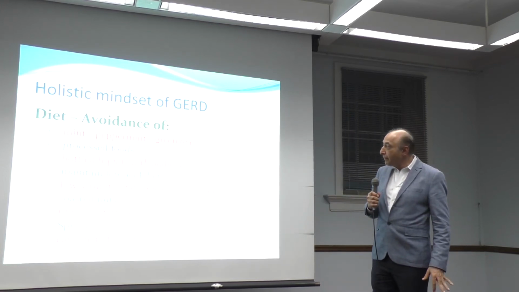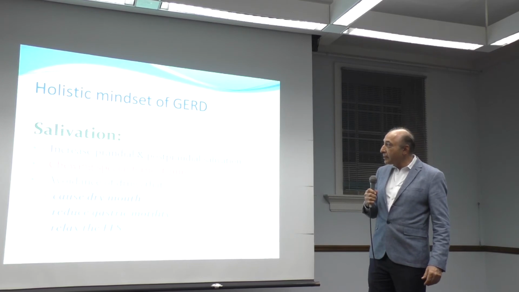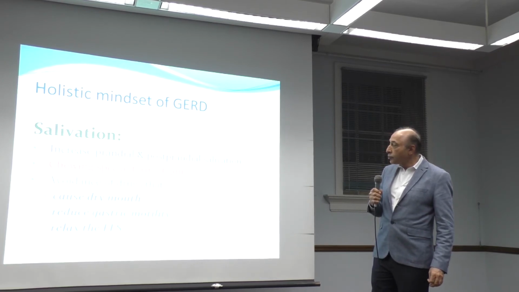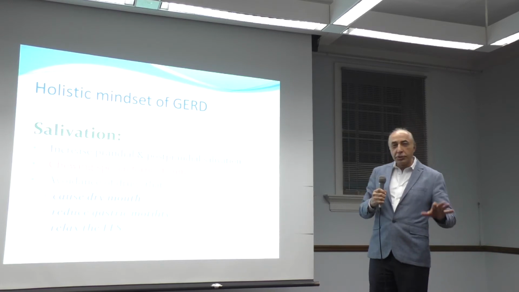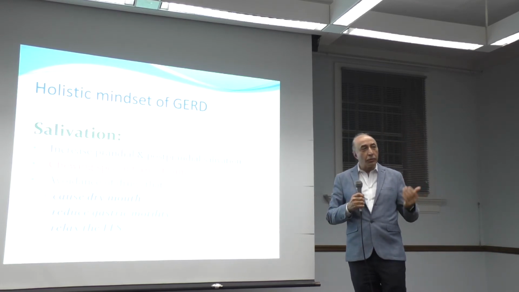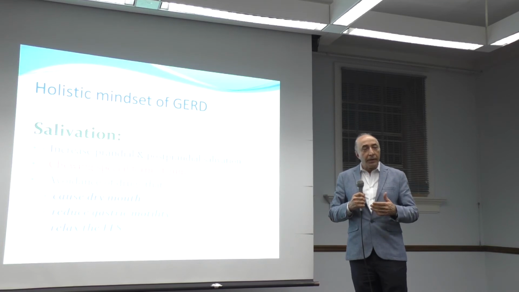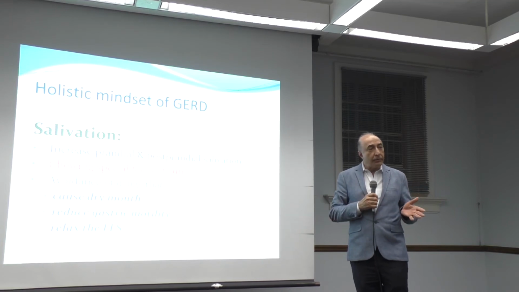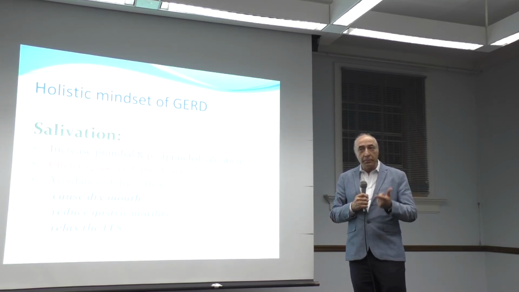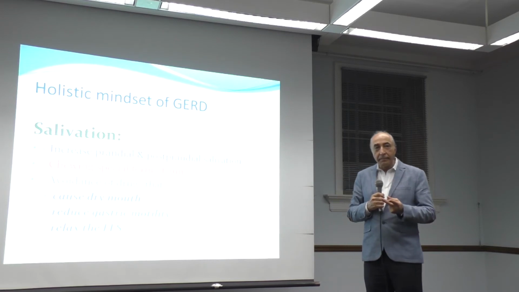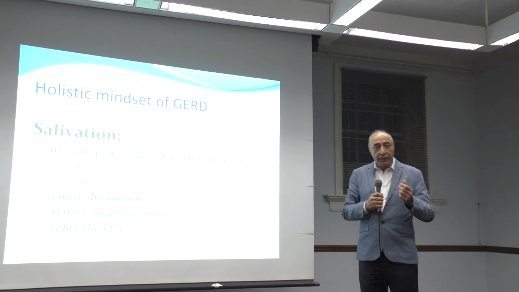Okay. Next one, please. Salivation, we talked about it. Postprandially, chewing gum. The type of gum we just talked about is usually you don't want too many colors. It's a type of gum that is fruit flavor. You don't want mint, spearmint, and cinnamon. Okay, I'm not sure if you have used some of them.